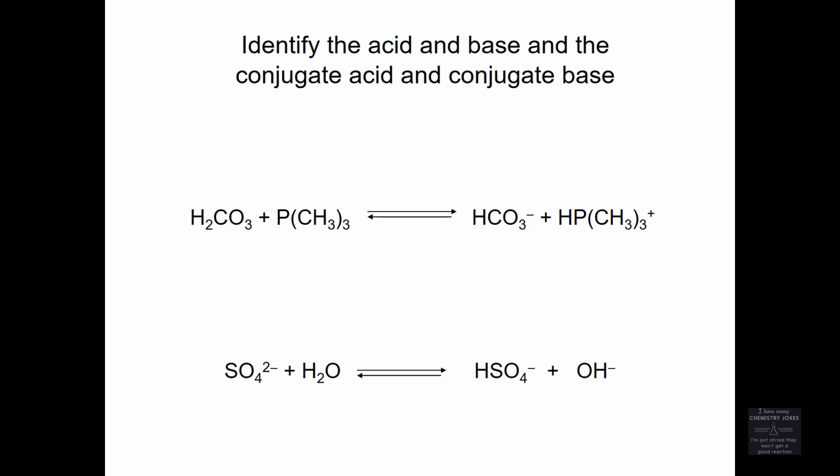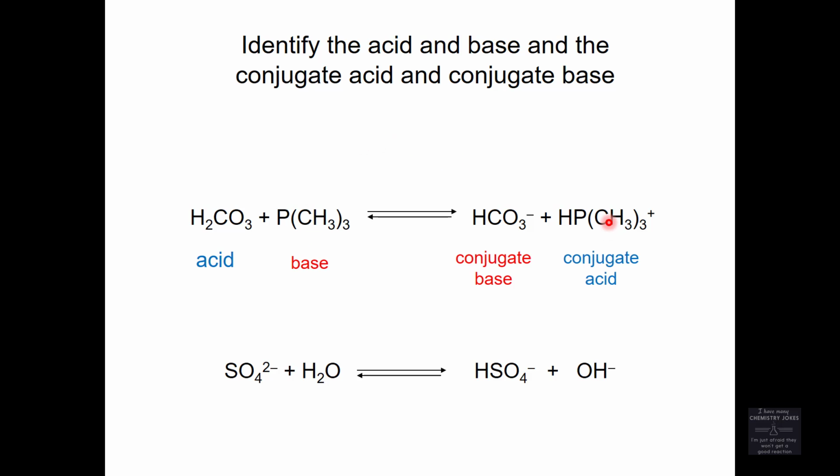We're looking in the reactants side to label acid and base. We're looking on the products side to label conjugate acid and conjugate base. The thing that loses the hydrogen, H2 becoming 1H, the thing that loses the hydrogen is known as the acid. The thing that takes on an extra hydrogen is known as the base. The acid becomes the conjugate base, and the base becomes the conjugate acid.